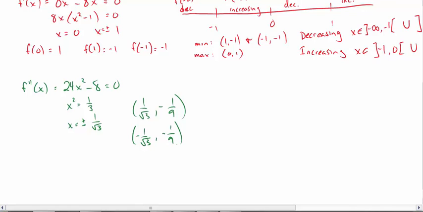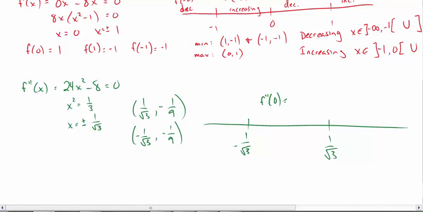So these are 2 points. The question is, what kind of concavity do we have? These are both maybe going to be points of inflection, but we don't know until we draw our sign diagram for the second derivative. Negative 1 over square root of 3, positive 1 over square root of 3. Those are the 2 critical values I get from the second derivative. Now we need to test to see, is the second derivative positive or negative? So we test in between the two, f double prime of 0. That is going to be negative.